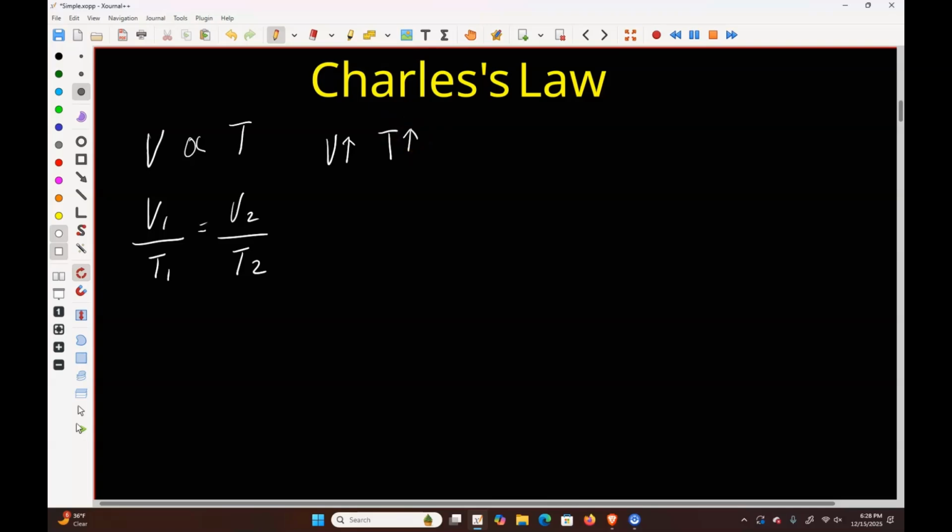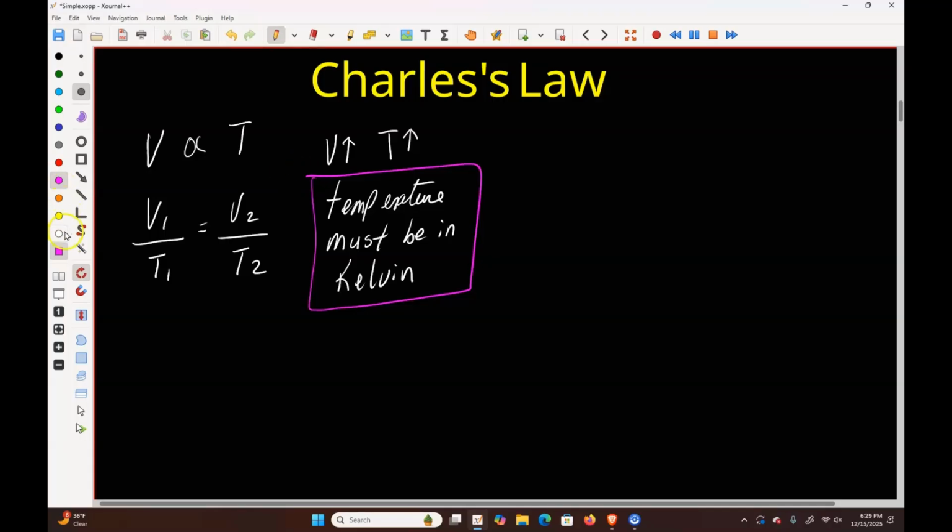Something to remember about Charles's law is the temperature must be in Kelvin. This is very important. So I would take my degrees Celsius, add 273 to it, and it will equal my temperature in Kelvin.